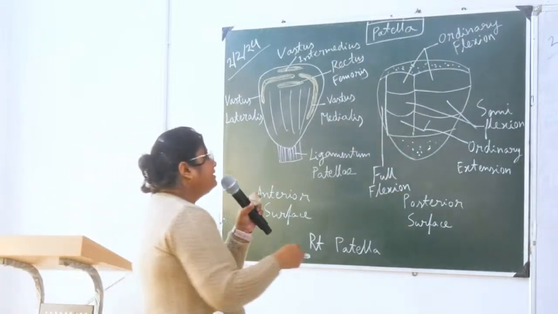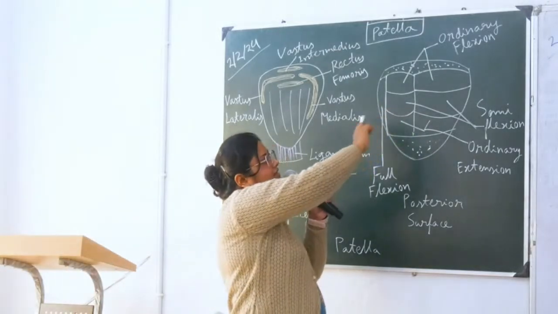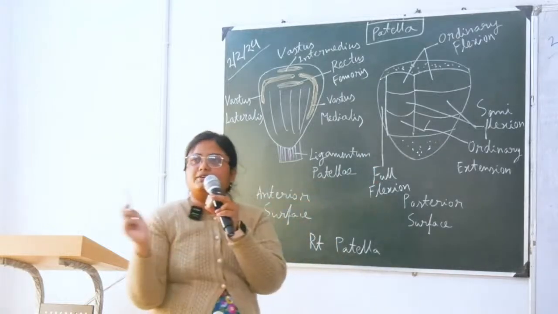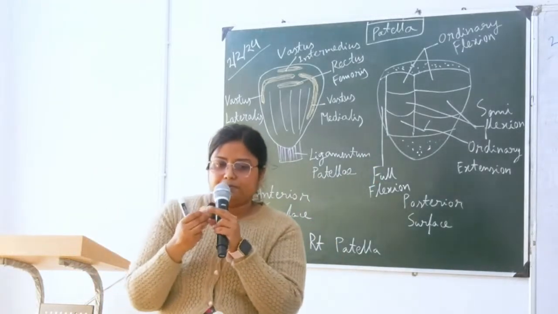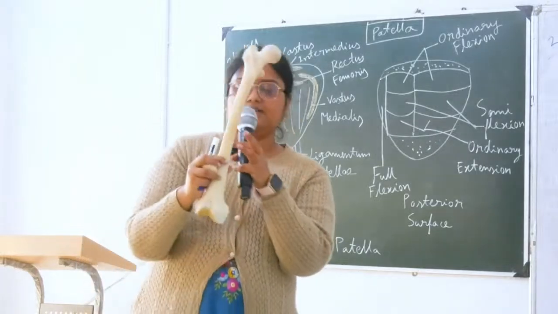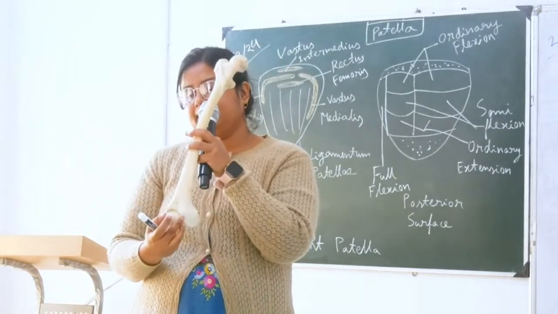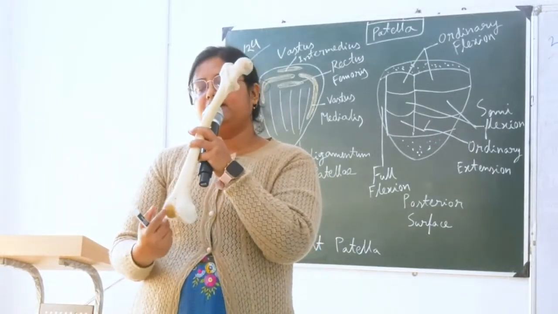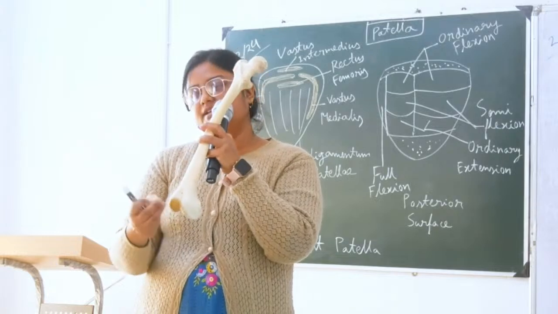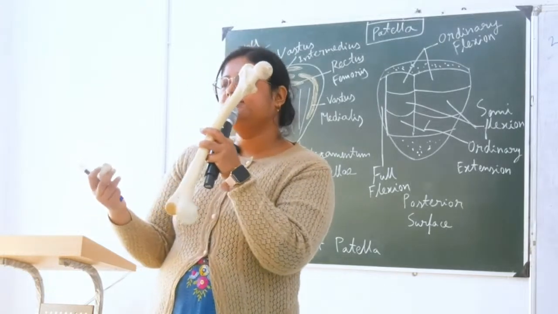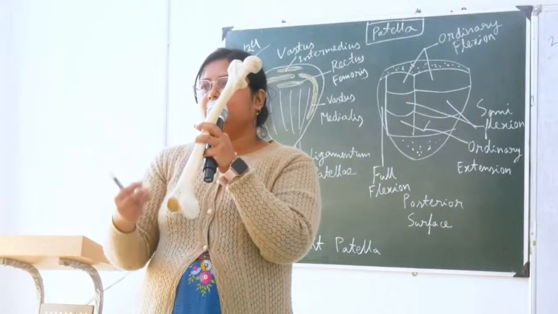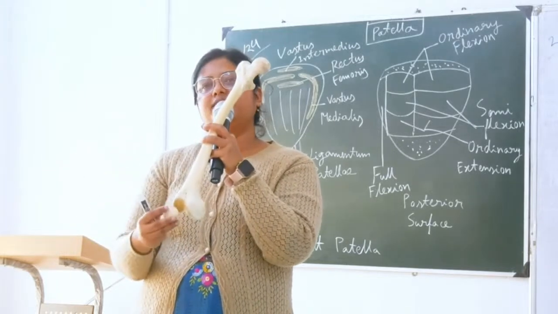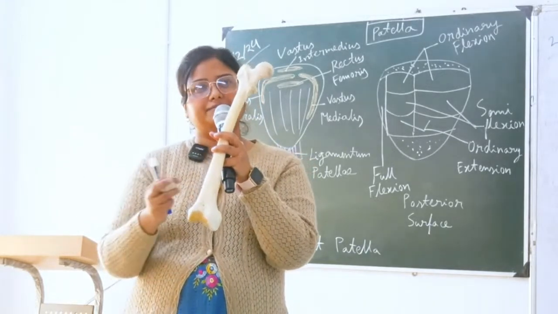So you have to remember, during this movement, which parts are coming in contact with the femur, understood? So the patella articulates only with the femur, like this. This is the patellar articular surface of the femur. It articulates with the articular surface on the posterior surface of the patella. During different movements, different parts are coming in contact.